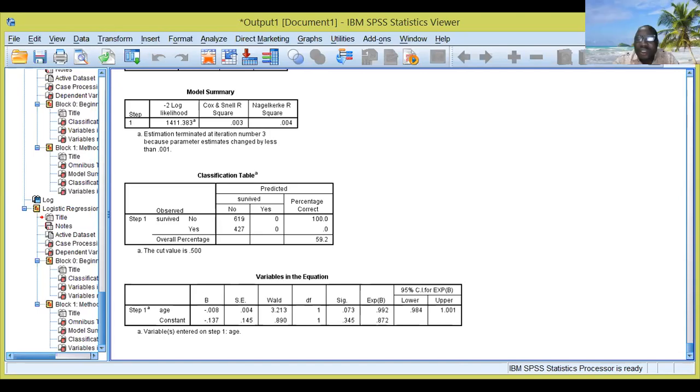As the age increases, they are less likely to survive. That's it. Survival. It's less than one now. Yes, it's less than one. So younger age was protective. So protective how?